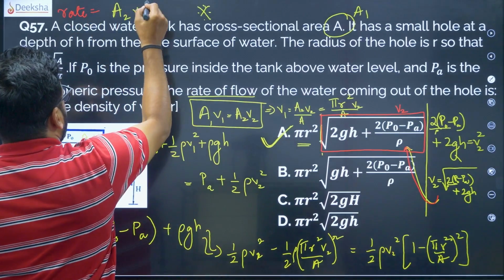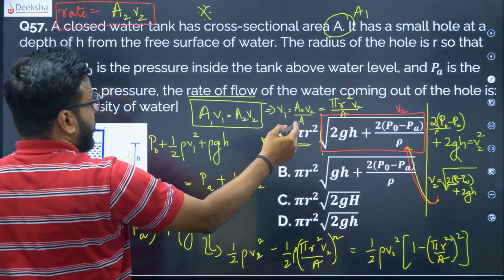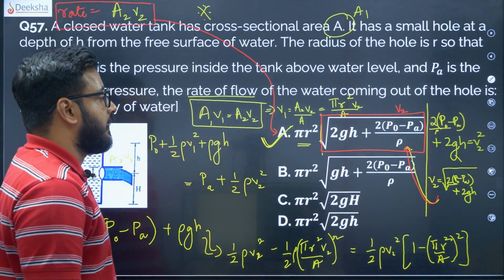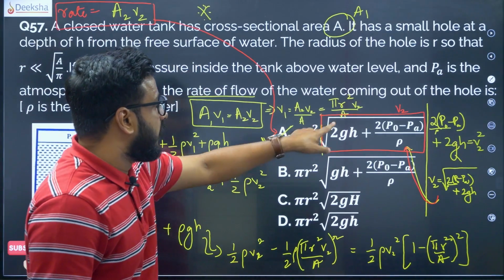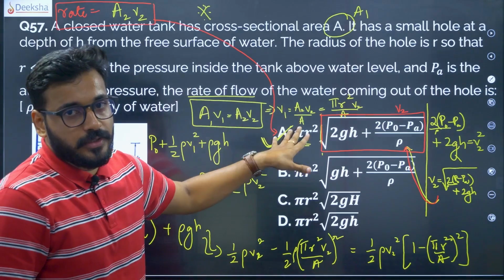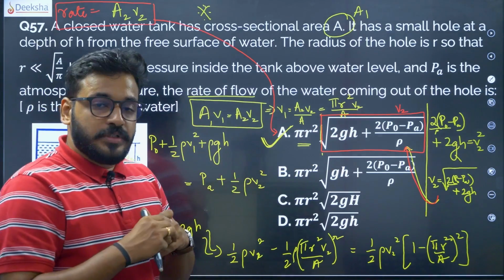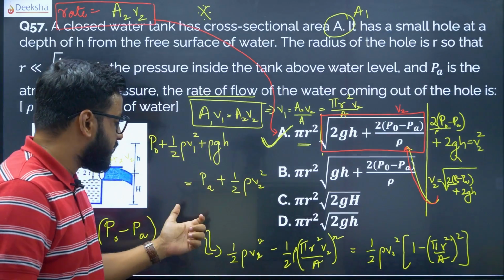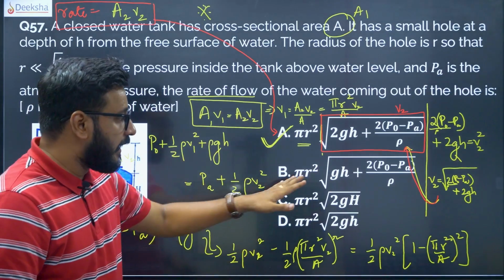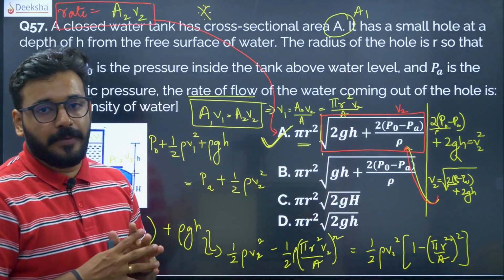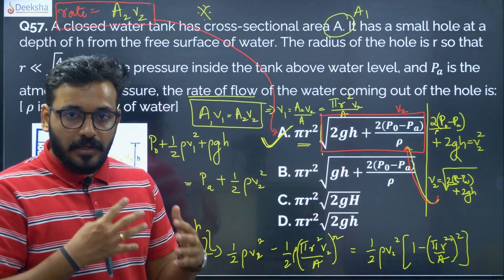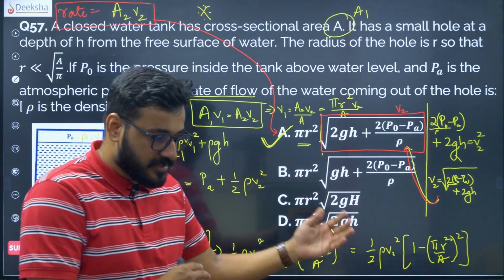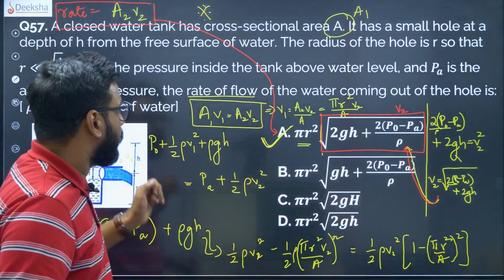Rate is actually A2 into V2, where A2 is pi r square. So this comes over here. So finally area is pi r square and V2. So this is the rate of flow, area into velocity. Now the concept is very simple, very straightforward. It is simply Bernoulli's equation. You start from Bernoulli's equation, you start rearranging accordingly, and ultimately find the velocity into area. So that's it. But it's a very calculation heavy question. That increases its difficulty. So this question can definitely be kept under the difficult portion.